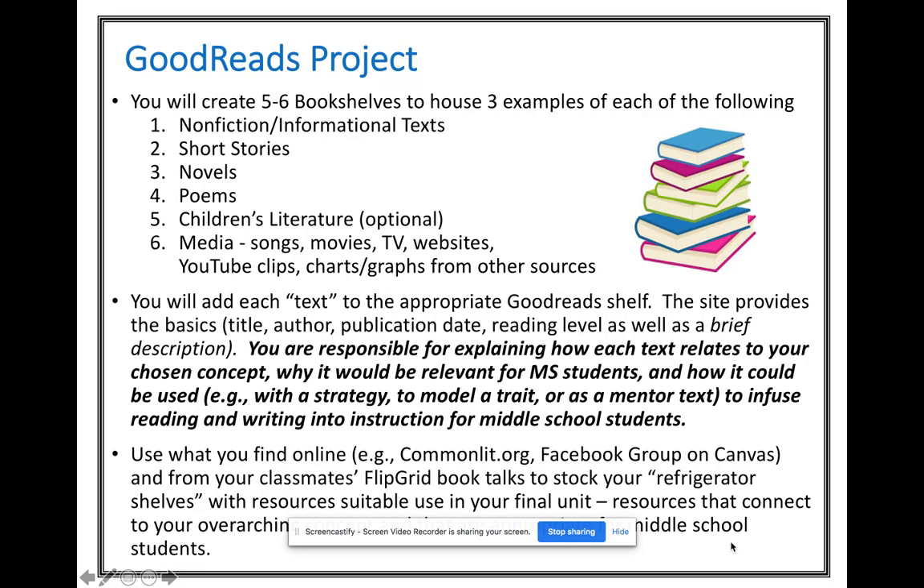So, what is involved with the Goodreads Project? Okay, so I've trimmed this down some. You're going to create 5 to 6 bookshelves. Children's literature is optional, so you only have to do 5. Usually there's 7 or 8. And then you only have to have 3 examples of each on those bookshelves. So you're going to need 3 examples of informational text, 3 short stories, 3 novels, 3 poems, if you want to, 3 children's books, but you don't have to.